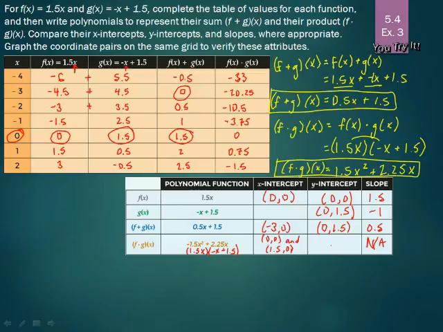And then for our y-intercept, we see here in our table that when x is 0, then f of x times g of x is 0. So then our y-intercept will be 0, 0.